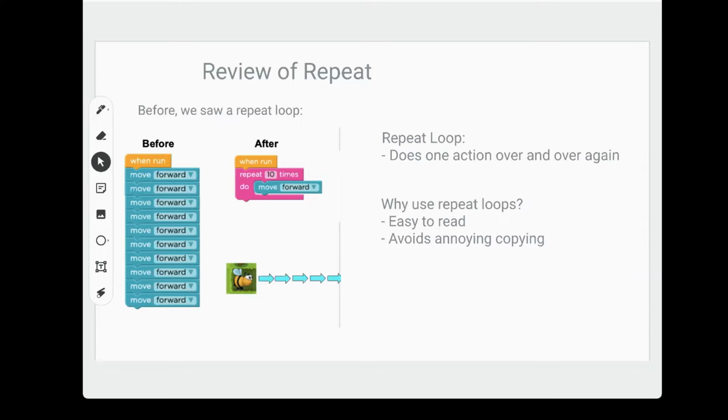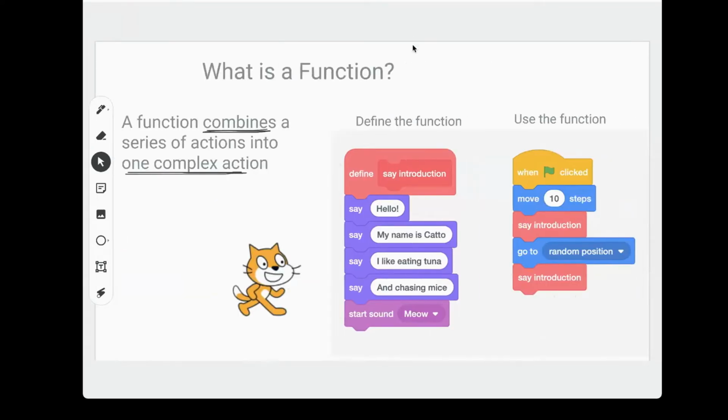All right. So now that we remember what a repeat loop is, the next idea is a function. A function is, instead of just doing one thing over and over again, you can take a lot of different actions and bundle it all into one thing. So for example, we have this cat here and it might want to introduce itself by saying, "Hello, my name is Cato. I like eating tuna and chasing mice."